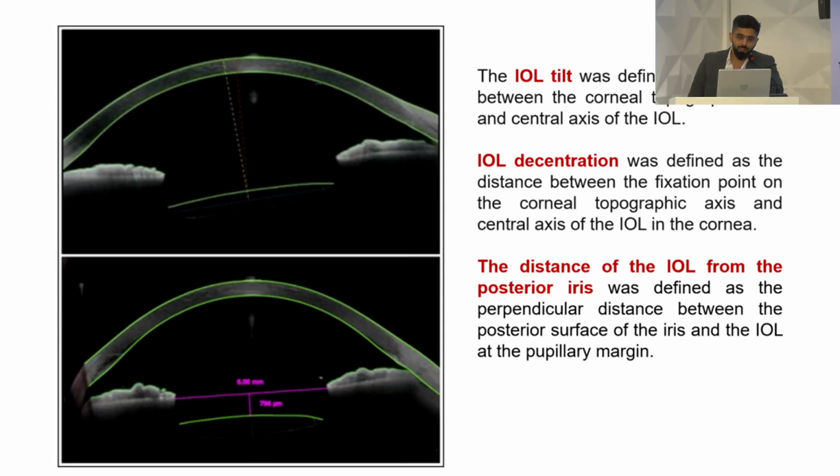The IOL tilt was defined as the angle between the corneal topographic axis and the central axis of the IOL. The IOL decentration was defined as the distance between the fixation point on the corneal topographic axis and the central axis of the IOL in the cornea. And the distance of the IOL from the posterior iris was defined as the perpendicular distance between the posterior surface of the iris and the IOL at the pupillary margin.